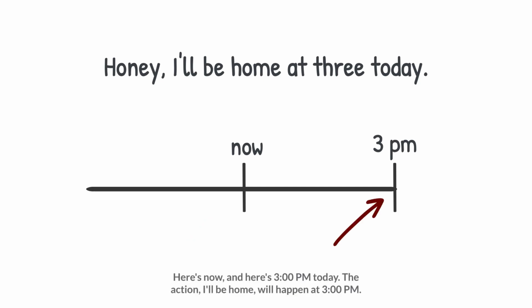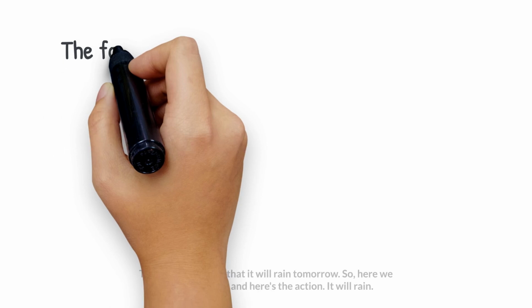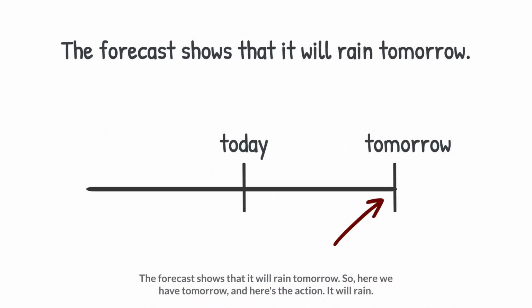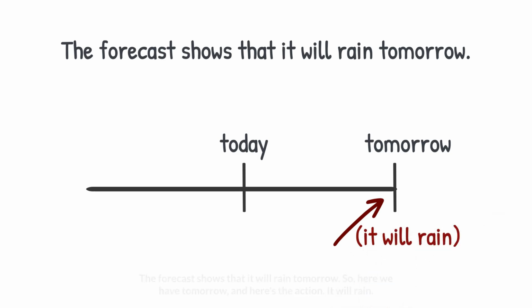Let's take a look at the timeline. Here's now, and here's 3 p.m. today. The action, I will be home, will happen at 3 p.m. "The forecast shows that it will rain tomorrow." So here we have tomorrow, and here's the action. It will rain. We know when exactly it will rain. It's just a simple action at a definite time in the future.